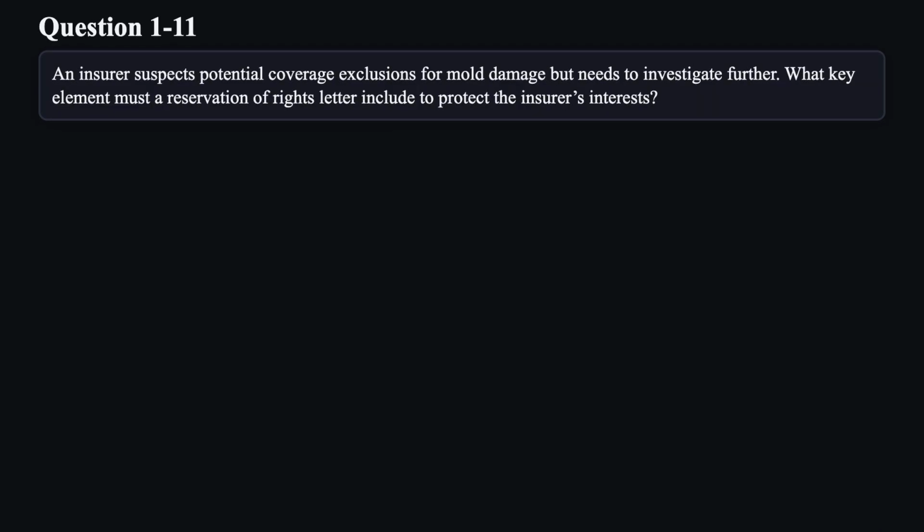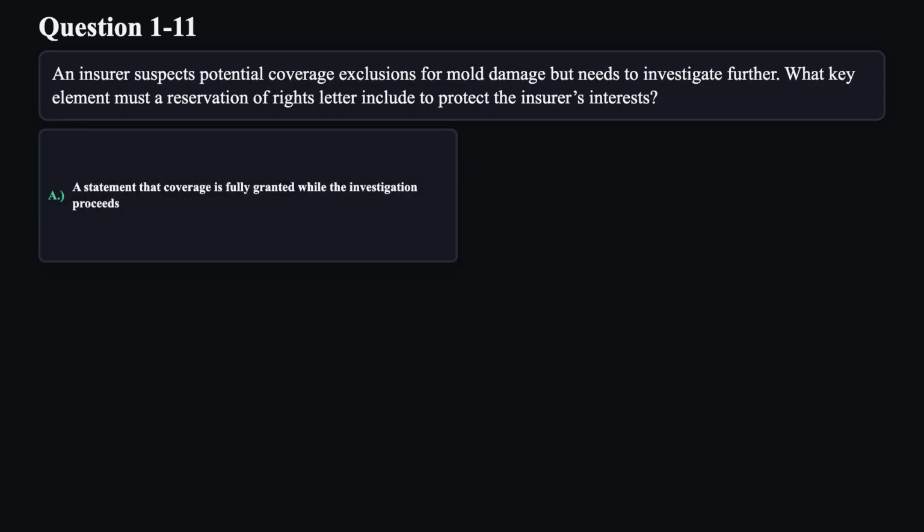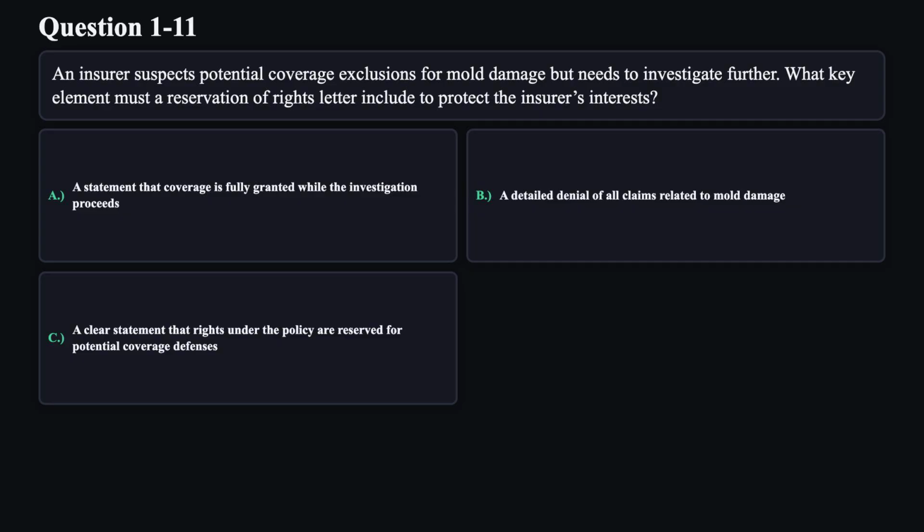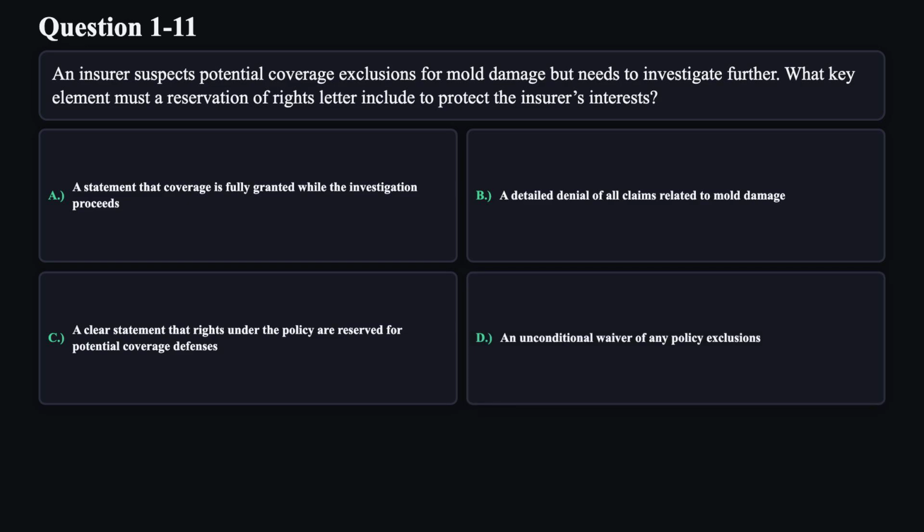Question 11. An insurer suspects potential coverage exclusions for mold damage but needs to investigate further. What key element must a reservation of rights letter include to protect the insurer's interests? A. A statement that coverage is fully granted while the investigation proceeds. B. A detailed denial of all claims related to mold damage. C. A clear statement that rights under the policy are reserved for potential coverage defenses. D. An unconditional waiver of any policy exclusions.